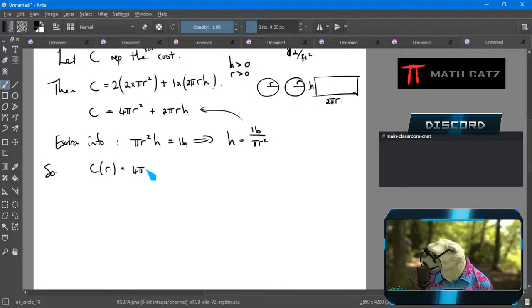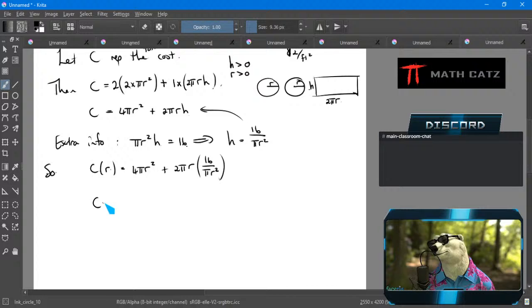So the first part is already in terms of r, so that's good. Then a 2 pi r, and then what h is in terms of r, 16 over pi r squared. I know for some I'm going a little bit fast, but you can always pause and rewatch the video later.